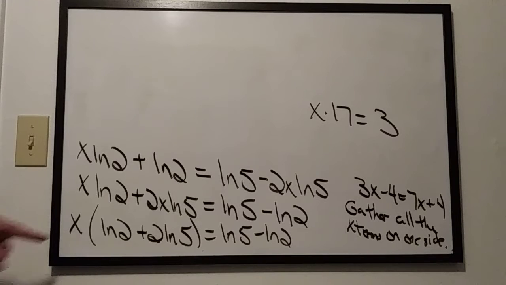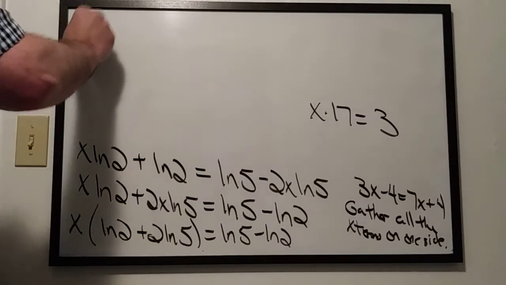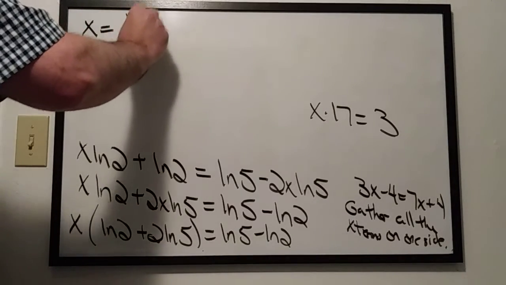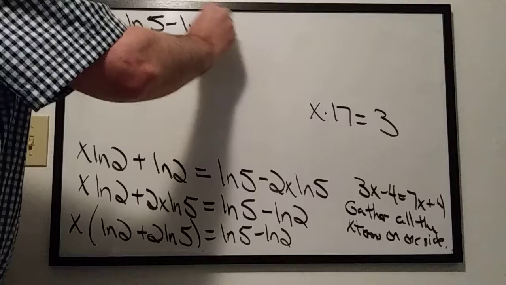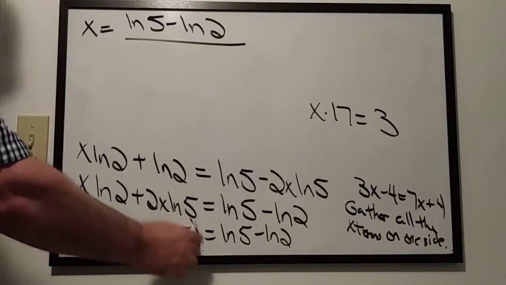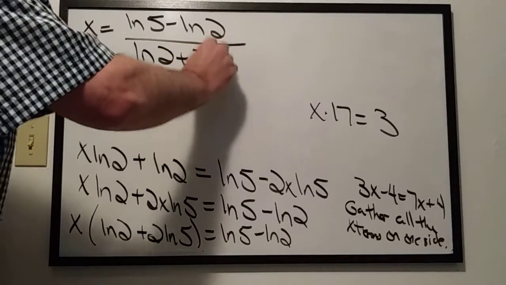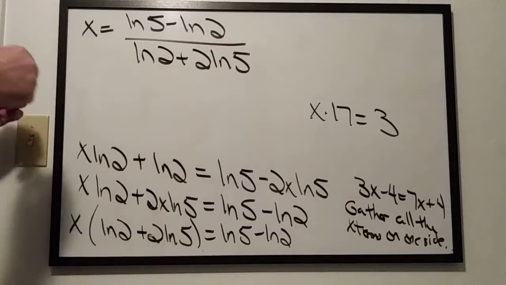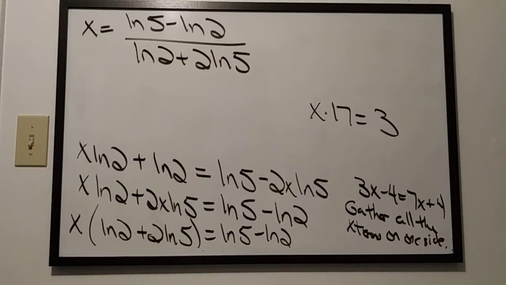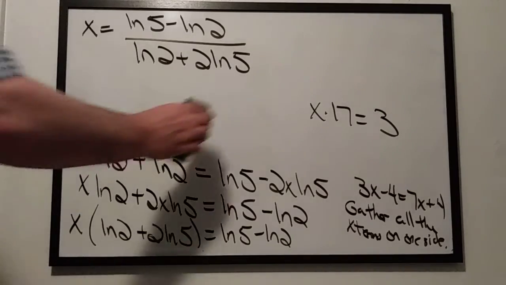In order to get the x alone, I need to divide both sides by natural log of 2 plus 2 times the natural log of 5. So my x is going to equal natural log of 5 minus natural log of 2, all divided by this piece, natural log of 2 plus 2 natural log of 5. So at this point, what has happened is we have found an acceptable answer for this problem.